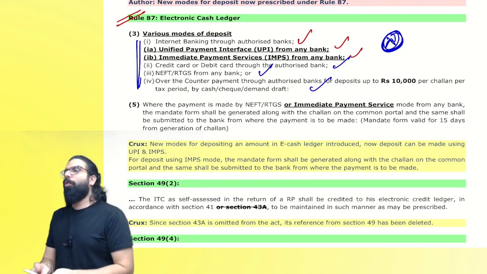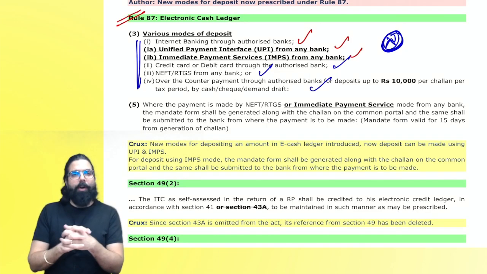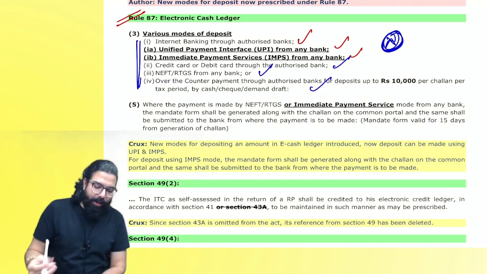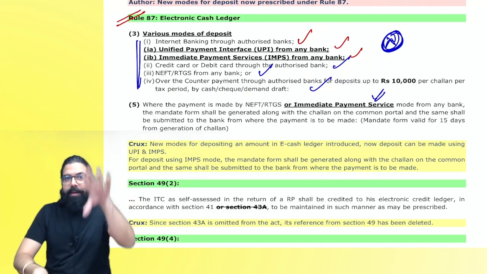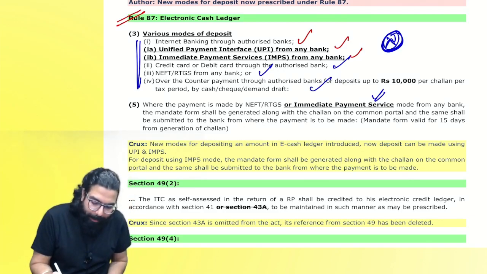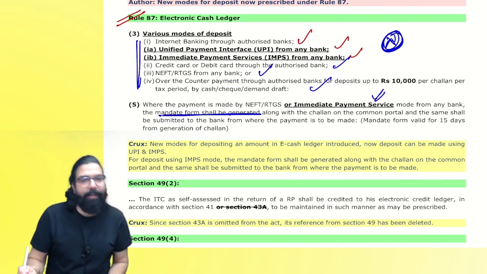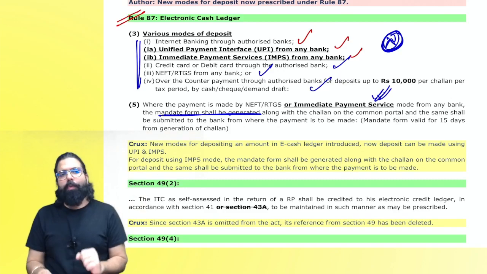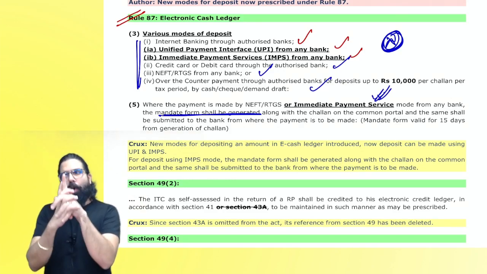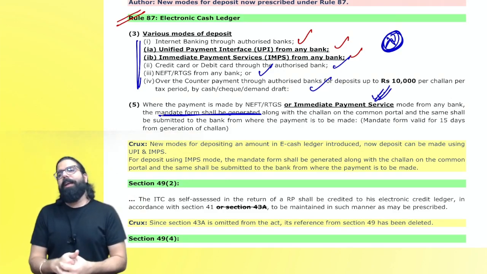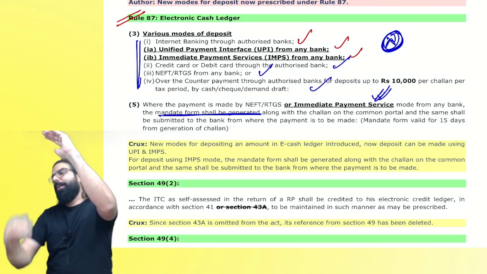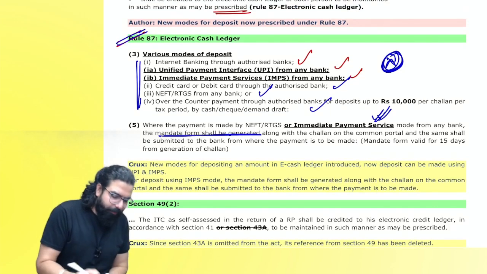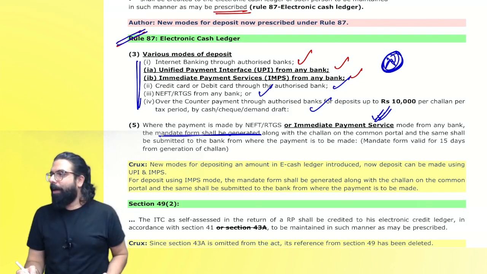And you know what? Whenever you go online and make the payment through NEFT, RTGS, or IMPS, along with the challan which will be generated, one mandate also gets generated. They are telling that for IMPS payment also, when you make the payment through net banking or RTGS or IMPS, then along with the challan, one mandate will get generated. That's all. Are we clear, everyone? This is the amendment with respect to rule number 87. Can I go ahead, everyone?